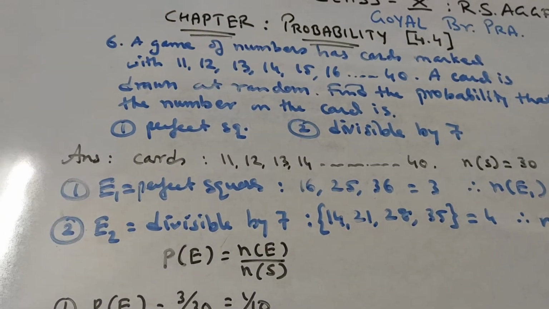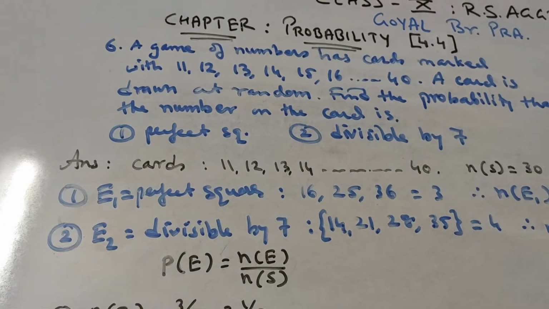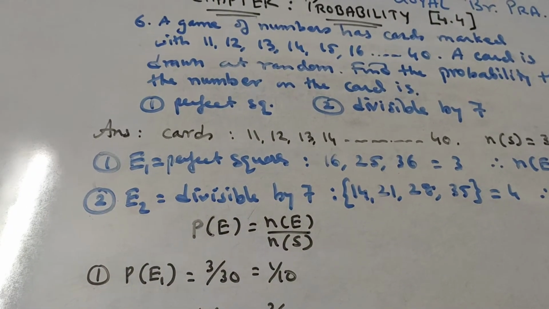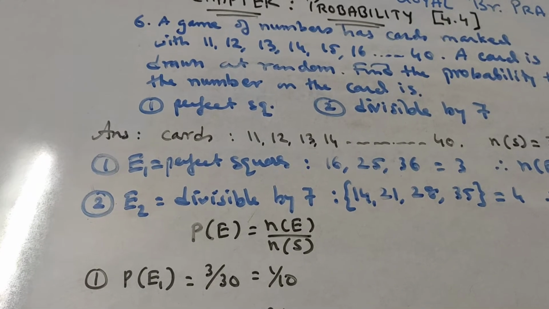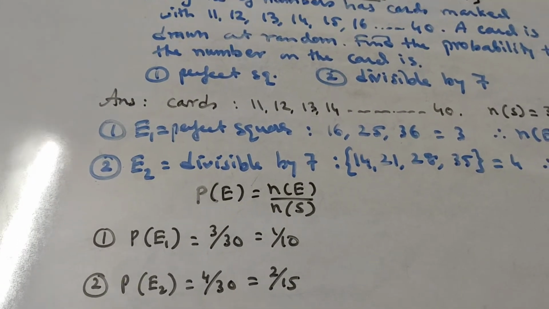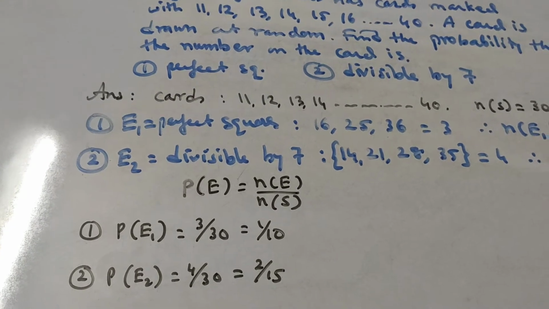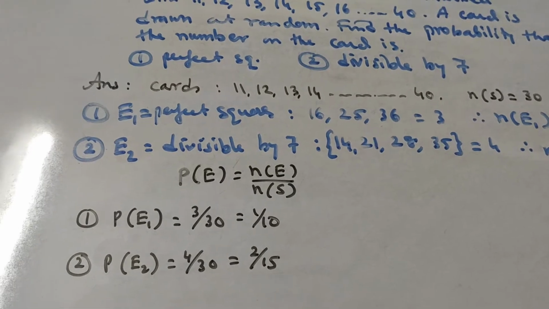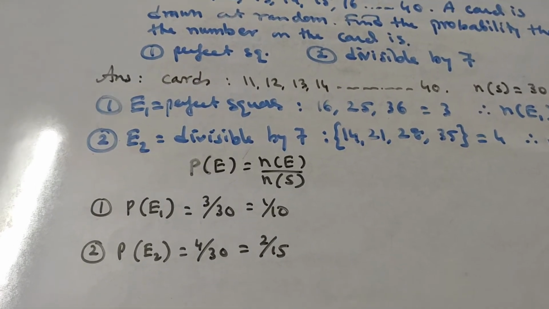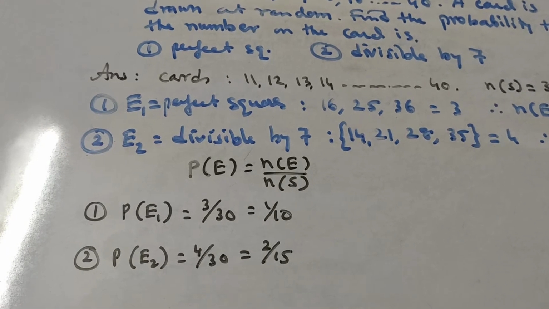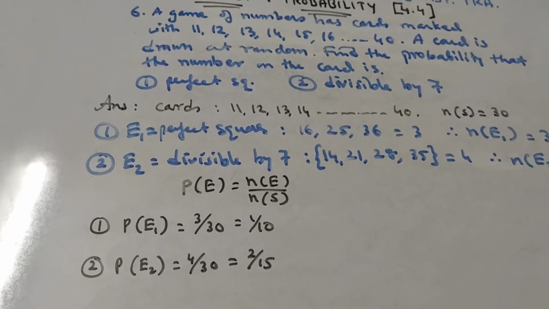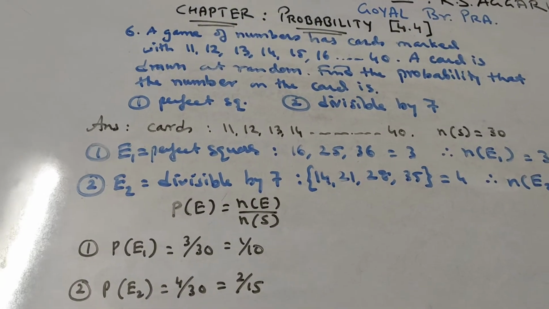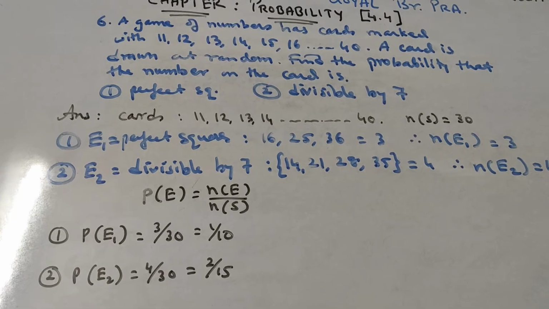Now what is the formula for PE, the probability of an event? It is NE upon NS. NE is the number of outcomes for the event that is occurring, and NS is the total outcomes of the sample space. So here we get PE1 is equal to 3 upon 30, which is 1 upon 10, and PE2 is equal to 4 upon 30, that is 2 upon 15. This is the simplest sum, and this question was asked in 2016. Just imagine, a 3 marks question, very easy.